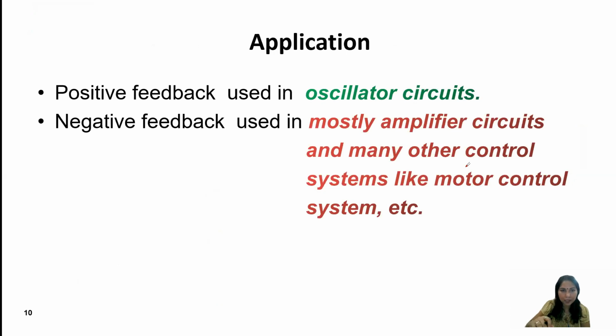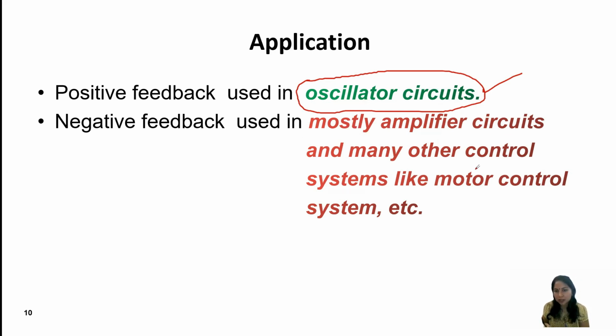Right, now come to the application part. Where will we use positive feedback? Normally, positive feedback is used in oscillator circuits. This is the most common example of a positive feedback system, and it is rarely used. So if anybody asks in your viva, always remember that positive feedback is used for oscillator circuits. For other circuits, mostly 90% use negative feedback, like amplifier circuits and many other control systems like motor control systems. So these are the applications of positive and negative feedback.